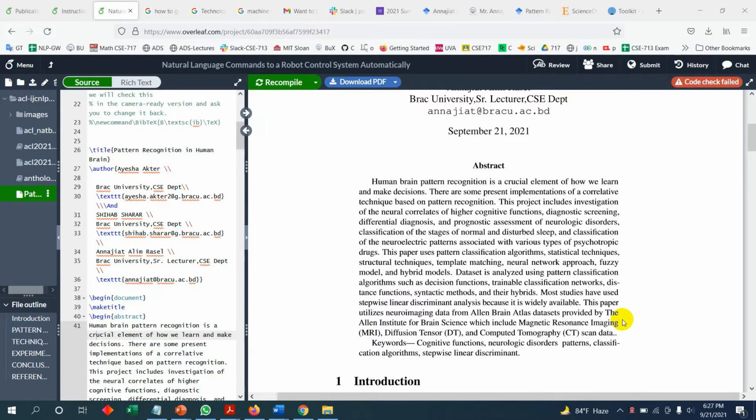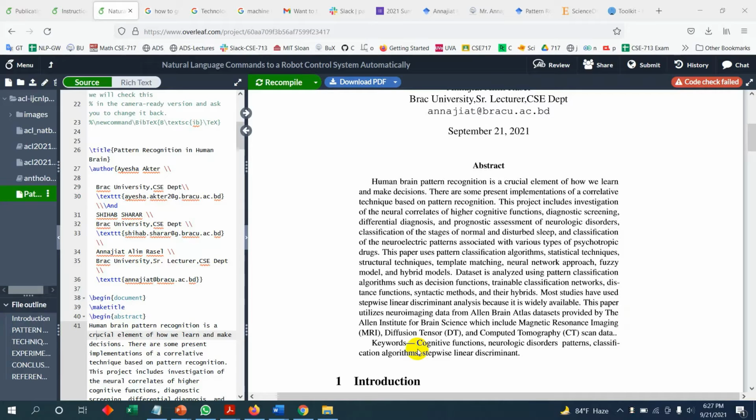Abstract. In the abstract part, human brain pattern recognition is a crucial element of how we learn and make decisions. This project includes investigating the neural correlates of higher cognitive function, diagnosis screening, differential diagnosis, and the prognostic assessment of neurologic disorder, classification of the stages of normal and disturbed sleep, and classification of the neurologic pattern associated with various types of psychotropic drugs.